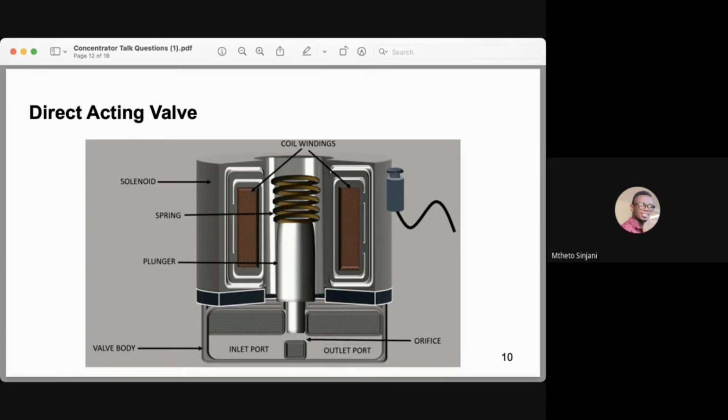Their plunger is part of the seal. So when the plunger is up, it means we are opening the gap between the inlet port and the outlet port, and they will remain closed when there is no pressure. The pressure is not applied.